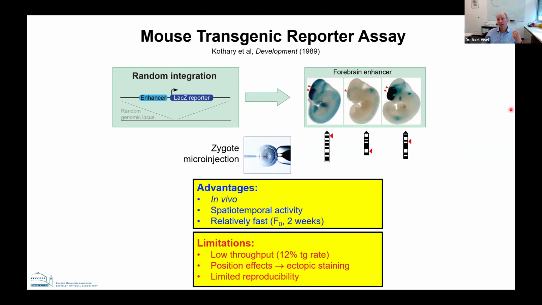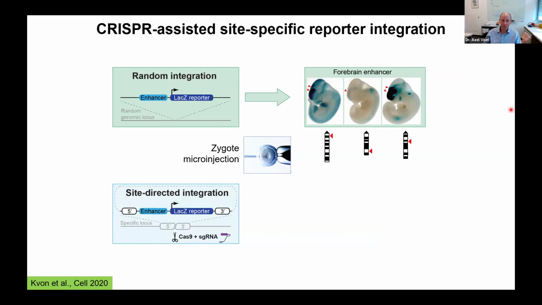You need to look at a larger number of embryos to be sure that the pattern is reproducible. And it makes it especially hard to look for more subtle changes associated with allelic variants of the same enhancer, where you're looking for changes in the in vivo activity.